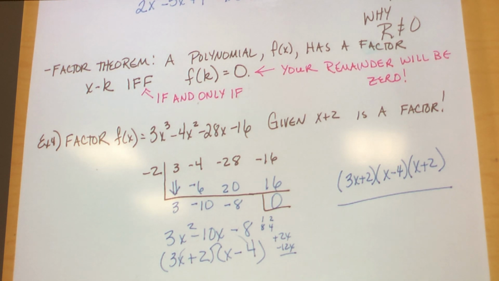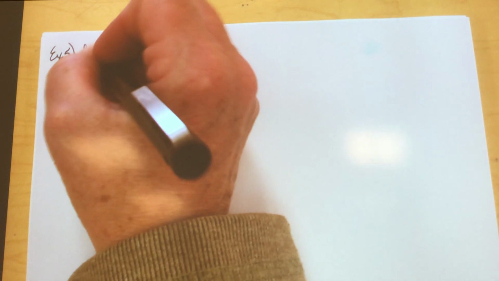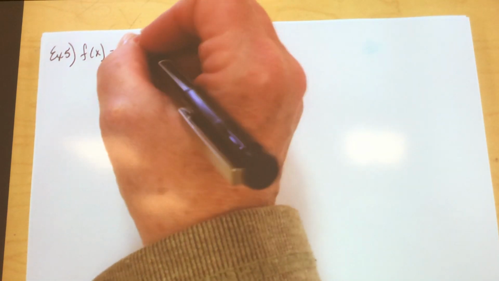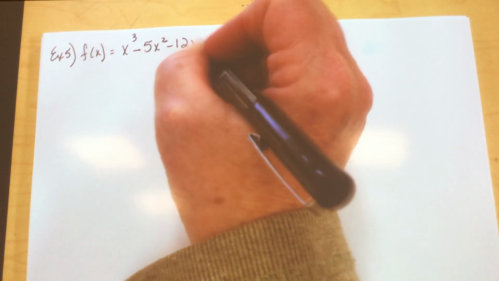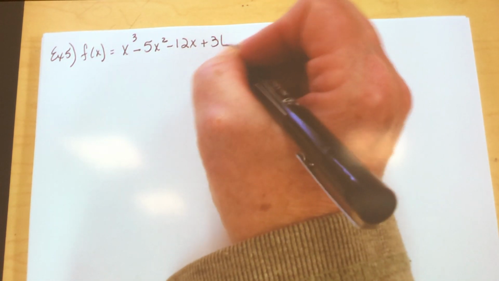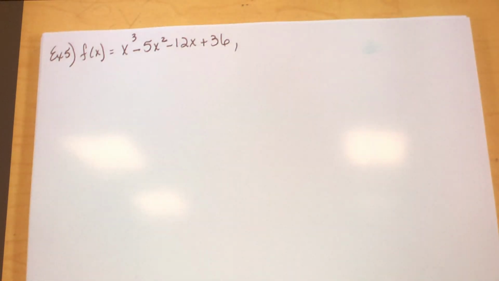All right, anybody got a question? Okay, so here we go. Next one. Example 5. F of x is equal to x to the third minus 5x squared minus 12x plus 36. Okay? How many answers does he have, guys? 3. That's one of your questions on your 50-point test. I think if you can't do that, you haven't been paying attention for the last 2 weeks.